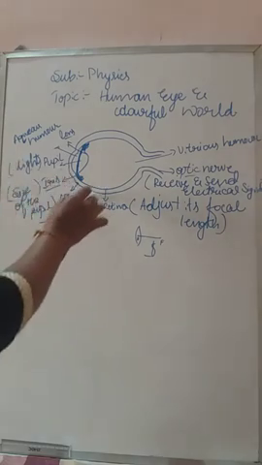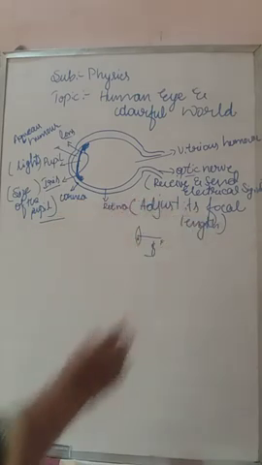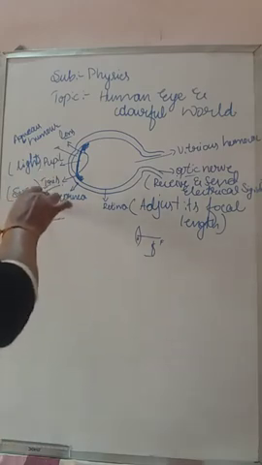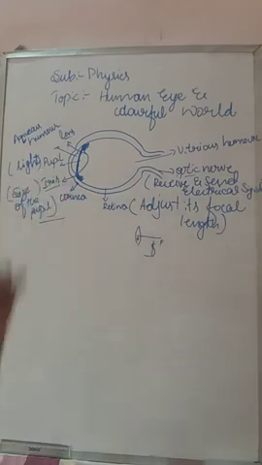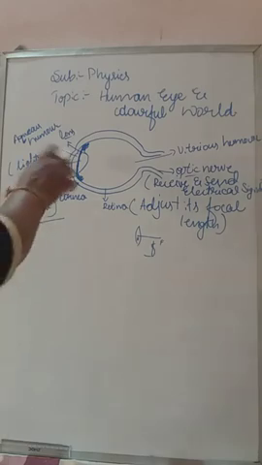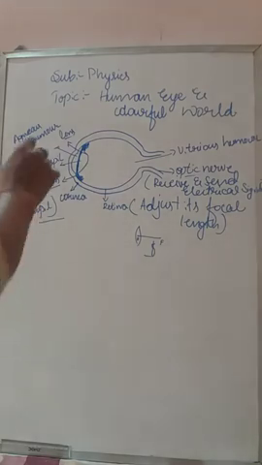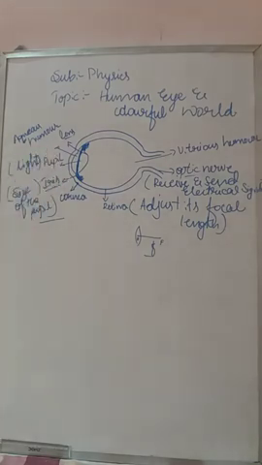What is the work of the retina? The retina adjusts the focal length. And what is the work of the iris? The iris helps to control the size of the pupil. And what is meant by pupil here? An organ which controls the amount of light that enters the eye. How much light should enter the eye is controlled by the organ called the pupil.